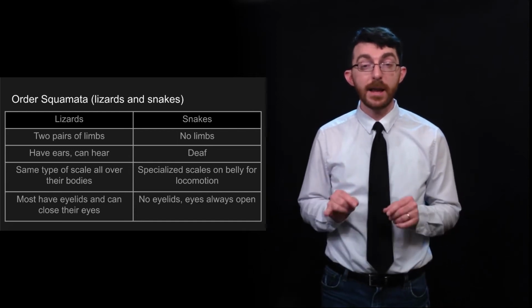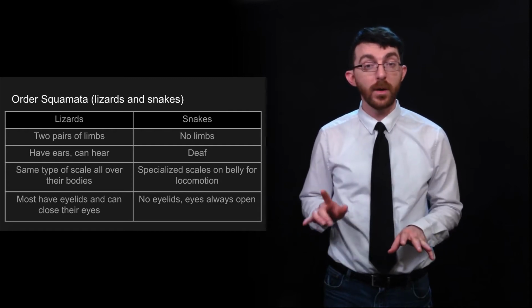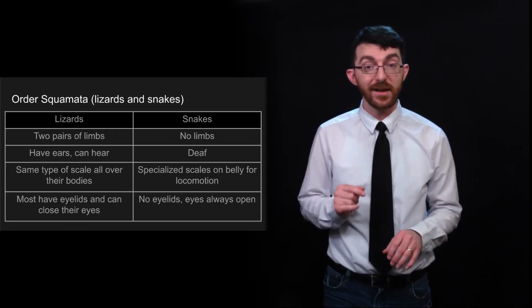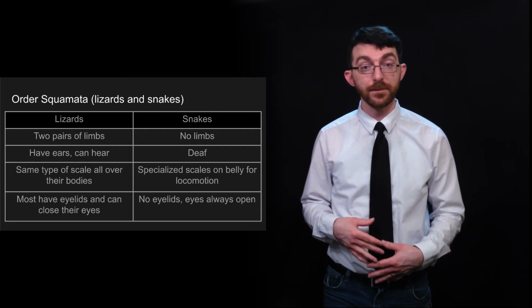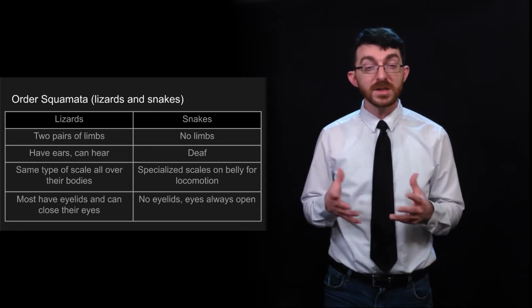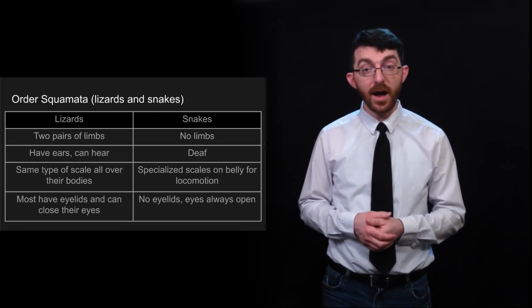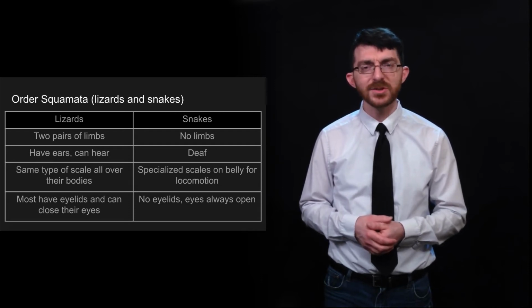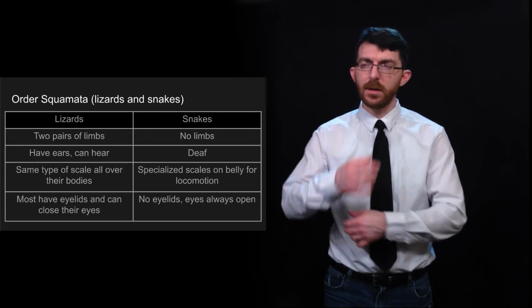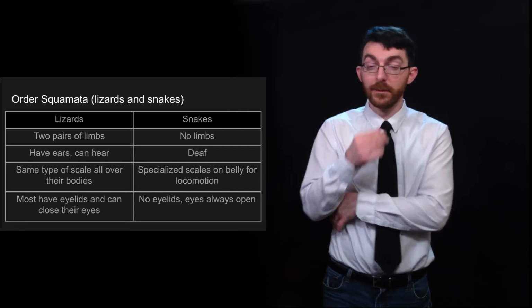Lizards have the same type of scale all over their bodies, whereas snakes have specialized scales on their belly for locomotion. Lizards, most of them have eyelids and can close their eyes, but snakes don't have eyelids and their eyes are always open, even when they sneeze. I'm just kidding.